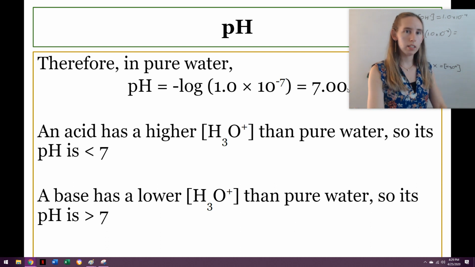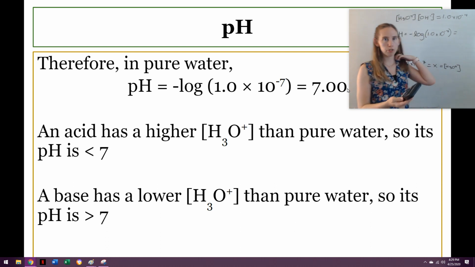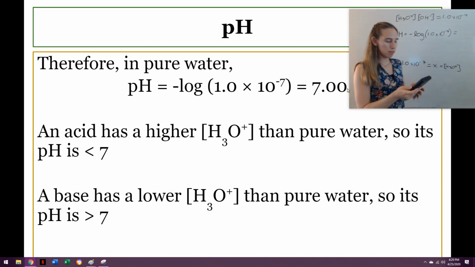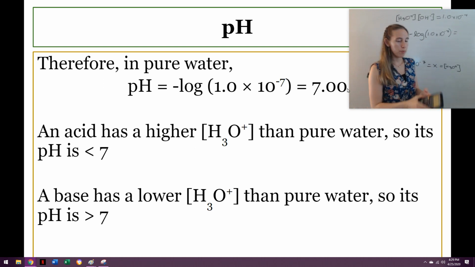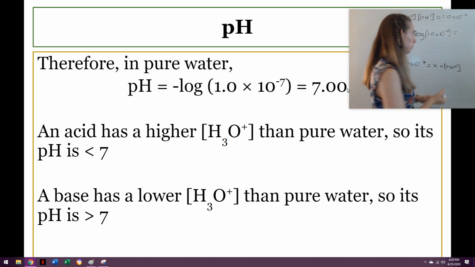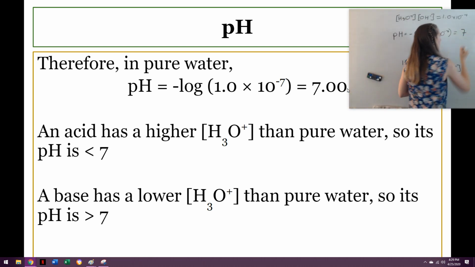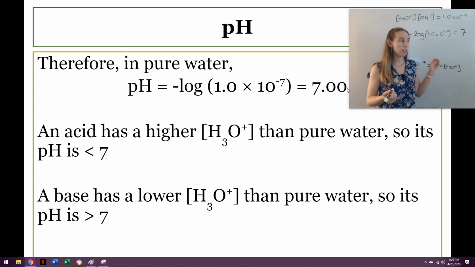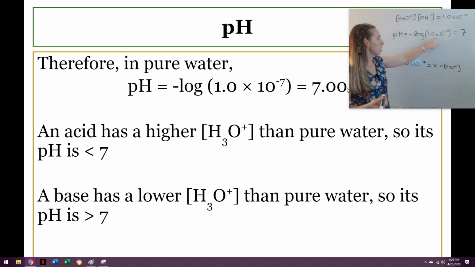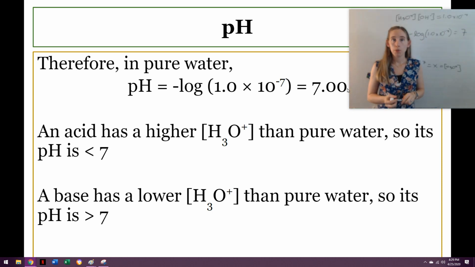Go ahead and just practice typing that into your calculator. Make sure you actually have your log button located correctly. Negative log of 1 times 10 to the negative 7, and we have exactly 7. That is why we call the pH of water 7, and it's neutral, and it's because of our concentration of H3O in pure water.